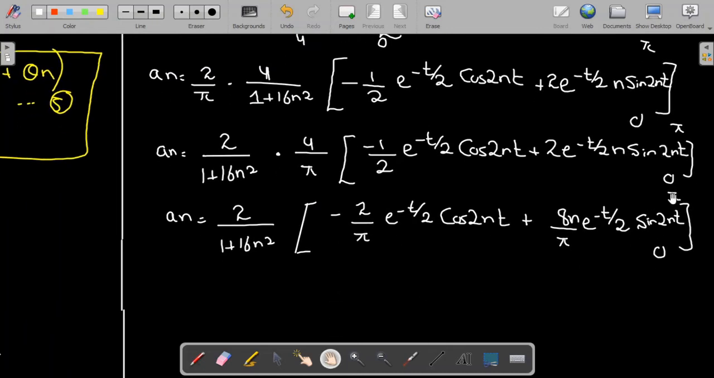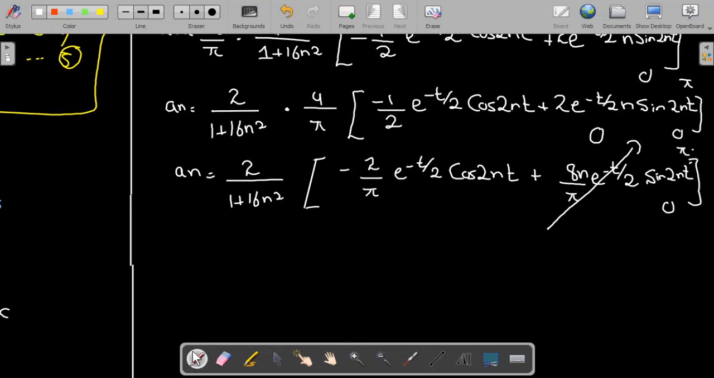Okay, now we need to substitute the pi and 0. Now I want you to understand something. We have sine 2nt. We know that the range of values is from pi to 0. We know that sine 2n pi is equal to 0. We also know that sine 0 is equal to 0. So if I substitute pi over here, we are going to have sine 2n pi, which is equal to 0. And then if I substitute 0 over here, that will also be 0. So it means that this whole term is going to be equal to 0. So we are going to be left with this term only.